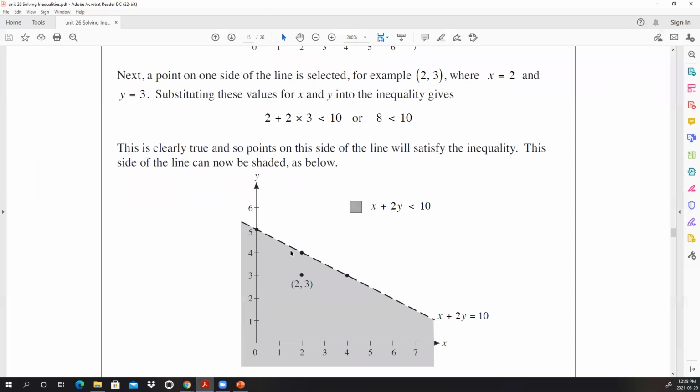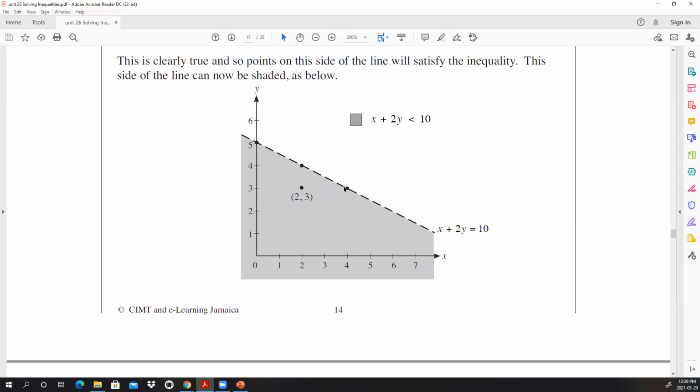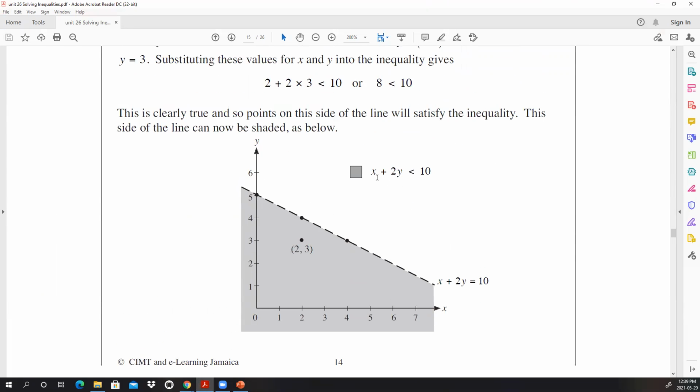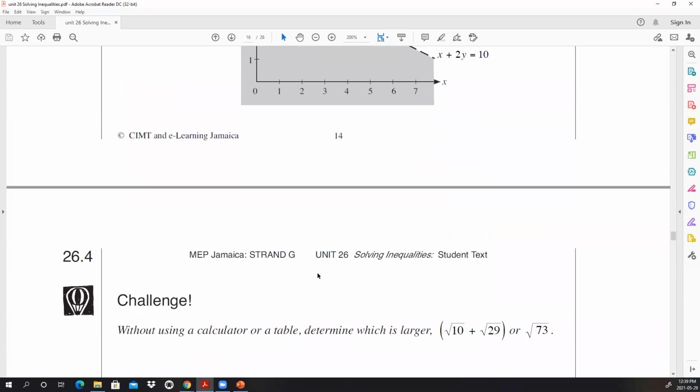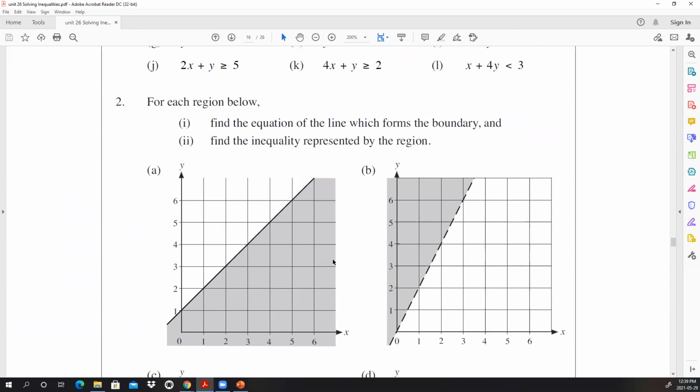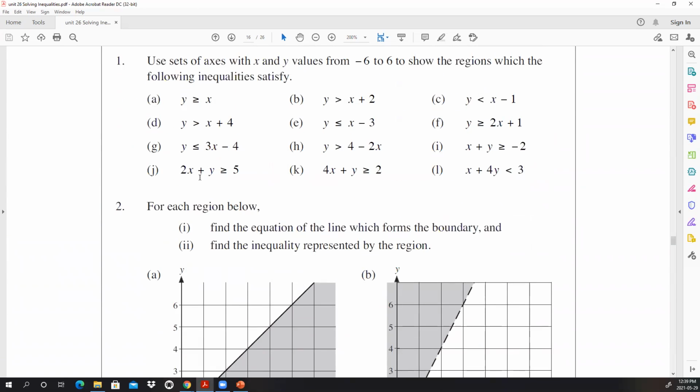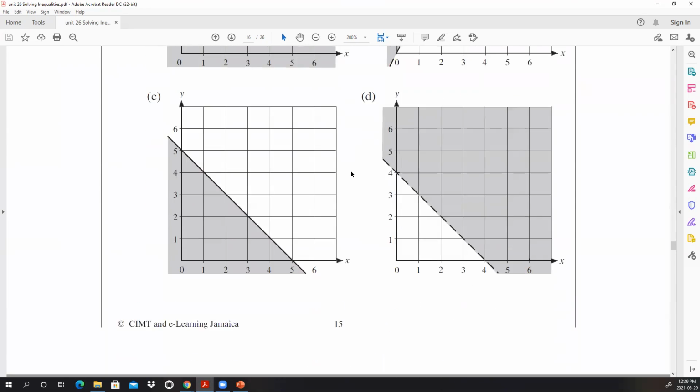So we'll go back here. All right. For this, x plus 2y less than 10, you choose a point. This is after you figure out the line. Choose the point 2, 3. You put 2 for x and 3 for y. So 2, 3, 6, plus 2, 8, and 8 is less than 10, then that means this side here is the shaded region. Good stuff. So look at the questions. You guys need to work these things out. You need to try them out, right?